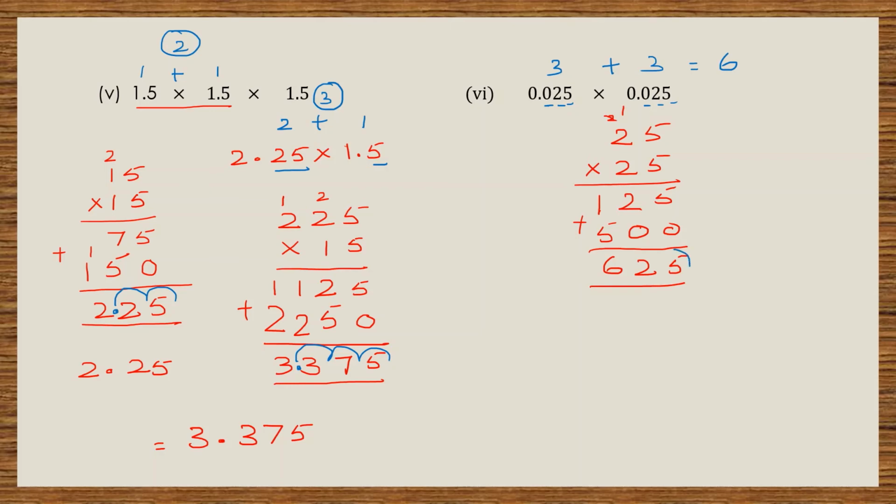So let's try. 1, 2, 3, 4, 5 and 6 and then the point. So here there's a number missing, here there's a number missing and here there's a number missing. So now this becomes our final answer. So let's write it out. I'll put a 0 here because there's no number before that. So 0 point, there are 3 zeros, and 6, 2, 5. So this is our final answer.